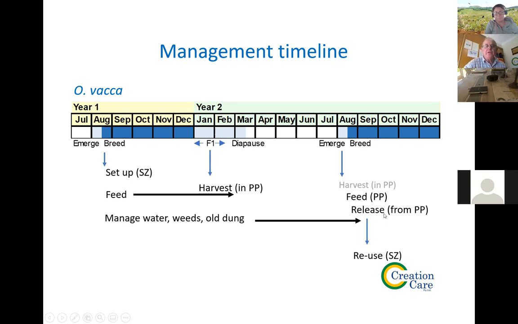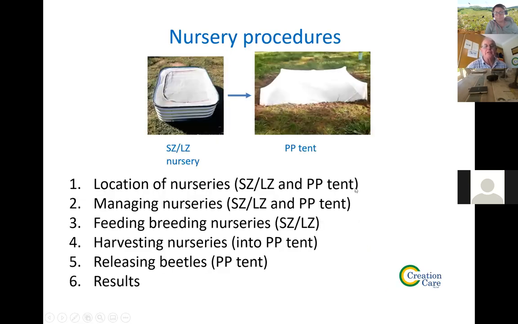So that's the broad timeline of putting together those species life cycles with the actual nursery system. So now we need to go through the details of the nursery system. And we're going to talk about locating the nurseries, where to put them, what you have to do to manage them, feeding them, and then harvesting, and then your final releases, and also some talk about results.